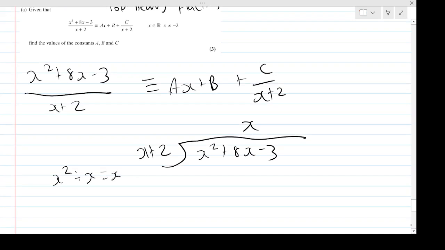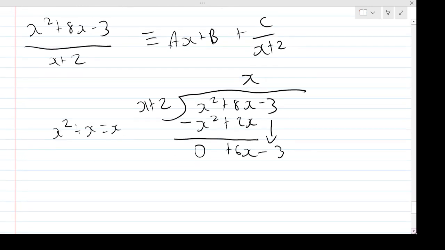And so then I'm going to times x by everything outside. So that's going to be x times x, which is x squared, firstly. And then x times 2 is plus 2x. So then I'm going to take them away. And so x squared take away x squared is 0x squared. And then 8x take away 2x is plus 6x. Then I'm going to bring that minus 3 down here.